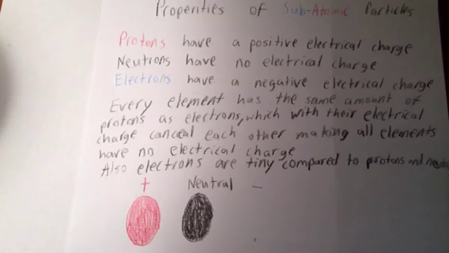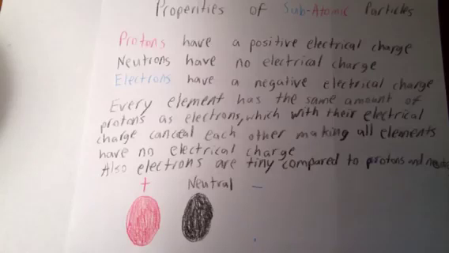The particles that make up atoms have properties that are unique to themselves. One of the major identifying characteristics of each particle is their electrical charge. So protons have a positive electrical charge, neutrons have no electrical charge, and electrons have a negative electrical charge. Every element has the same amount of protons and electrons. This means that the positive charge of the protons and negative charge of the electrons are equal, so they cancel each other out, making every element have a neutral electrical charge.